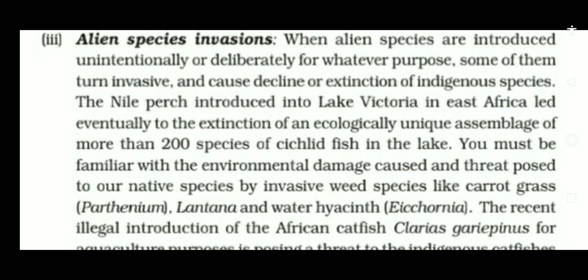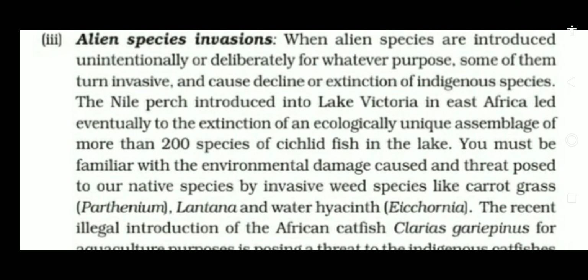A third example is given here: the recent introduction of the African catfish, Clarias gariepinus, for aquaculture purposes, is posing a threat to the indigenous catfish in our rivers. So when the African catfish is introduced, it becomes a threat to our indigenous, our native catfish. So this is the third cause of the extinction of species.